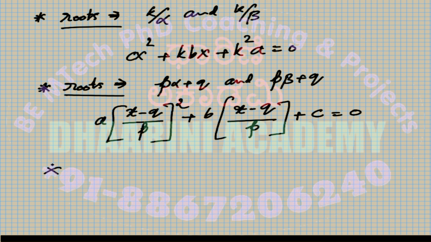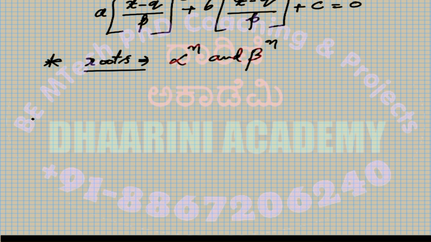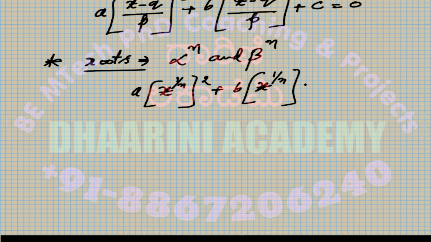Okay, we have two more points. Let us say we change the roots to alpha to the n and beta to the n. So in such case, the equation changes to a into x to the power 1 by n square plus b into x to the power 1 by n plus c is equal to 0.